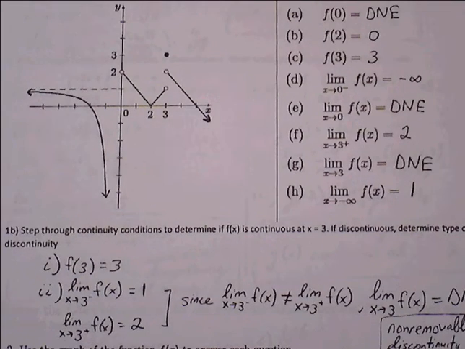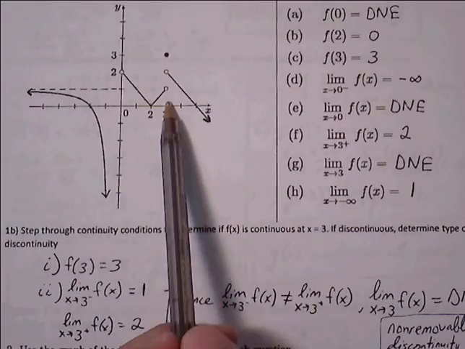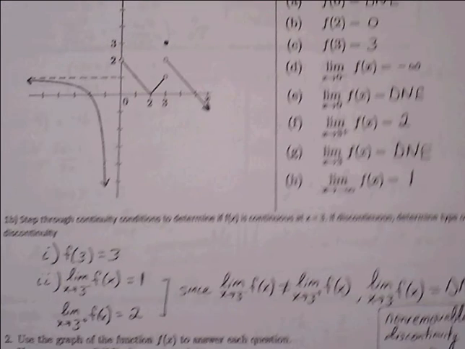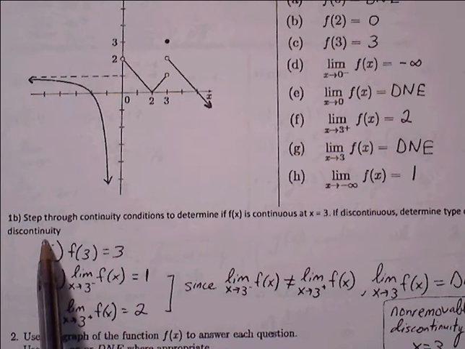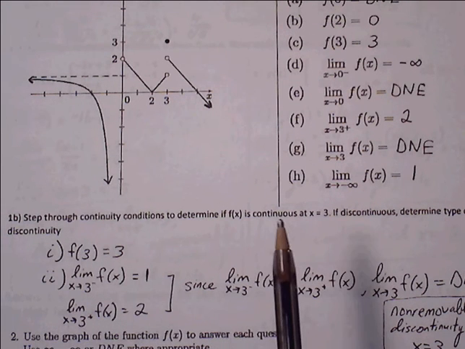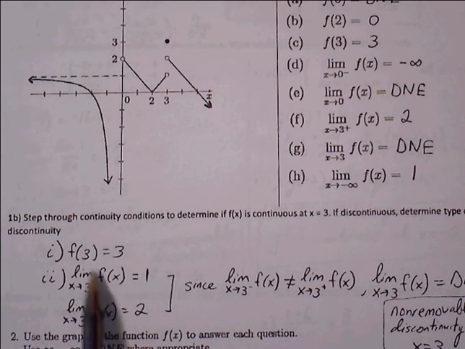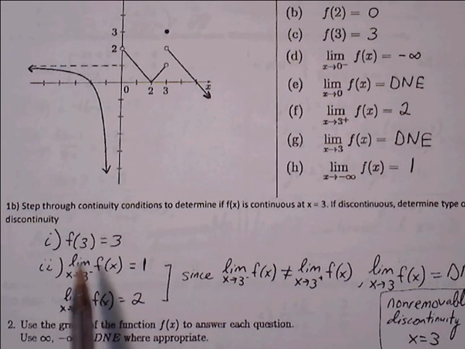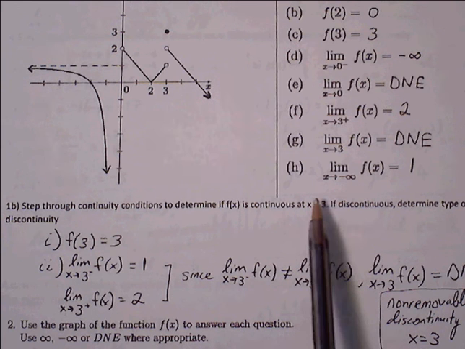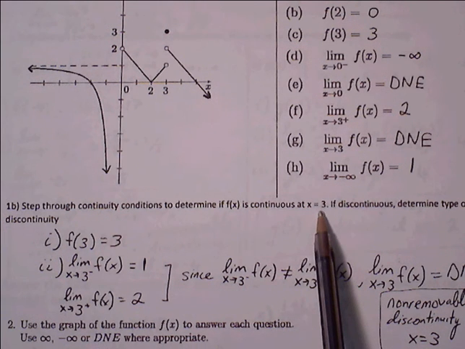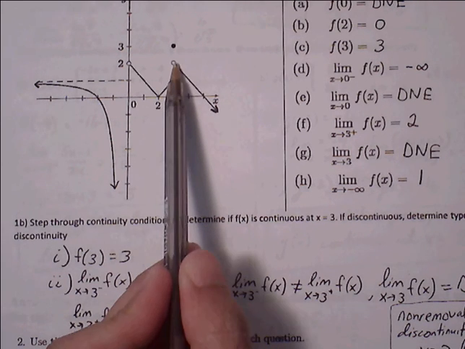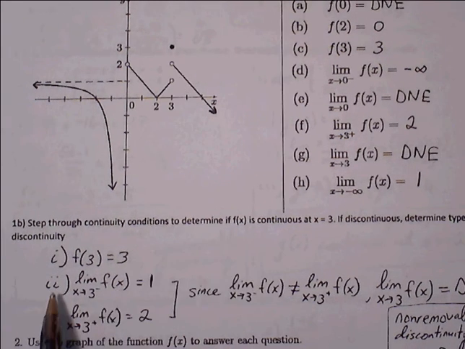Part B, step through continuity conditions to determine whether the function is continuous at x equals 3. If not continuous, determine what type of discontinuity, whether it's a removable or non-removable discontinuity. All right, so the first of the three conditions for continuity is, does the ordered pair exist? The x value in question is 3. So f of 3, does it exist? F of 3 is equal to 3, so the graph does exist.